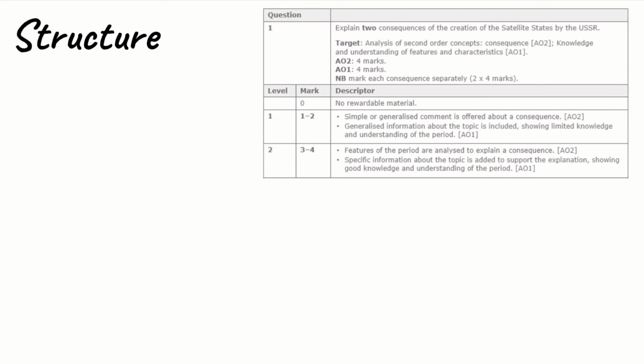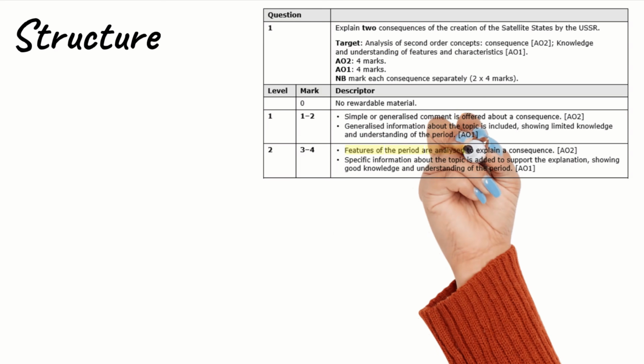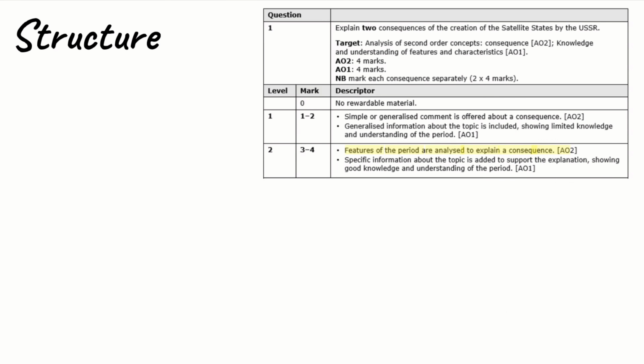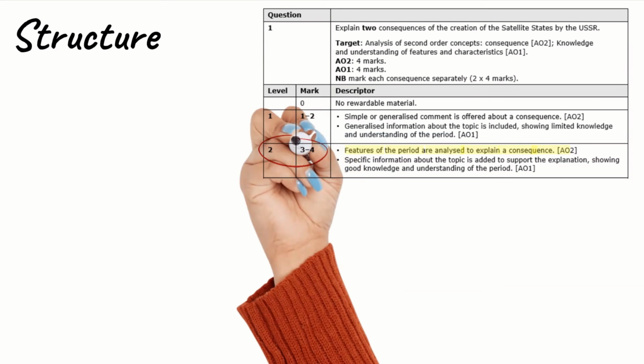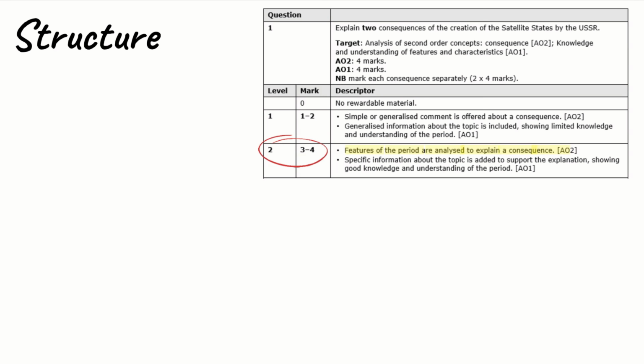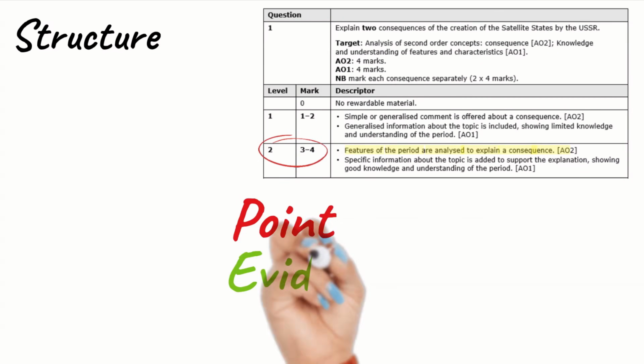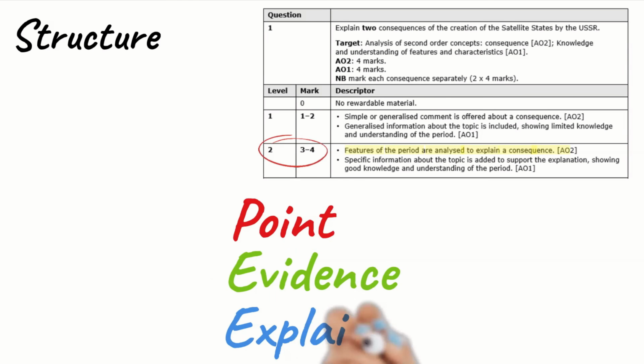In terms of structure, the mark scheme is asking you to analyse the features of the period to explain a consequence. But unlike questions on other papers, this answer can only be awarded a level 2 as a maximum, so we're going to stick to a PEE paragraph because a solid explanation linking the 2 events will be sufficient to get that level 2 answer.